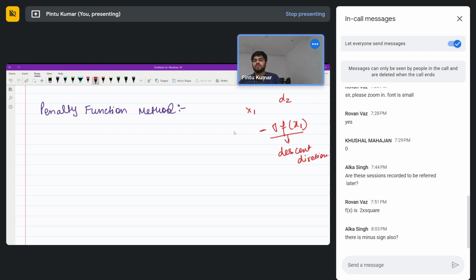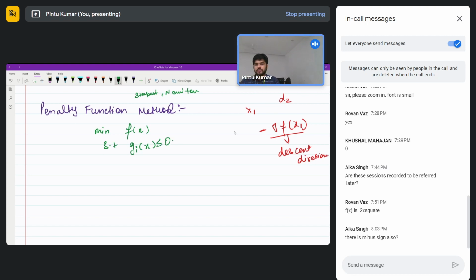Okay, now let's go to what is known as the penalty function method. The numerical techniques that we just discussed, steepest descent and the Newton method, are for unconstrained optimization. Now, what about constrained optimization? Let's say you have minimize f of x subject to gi of x less than or equal to 0.